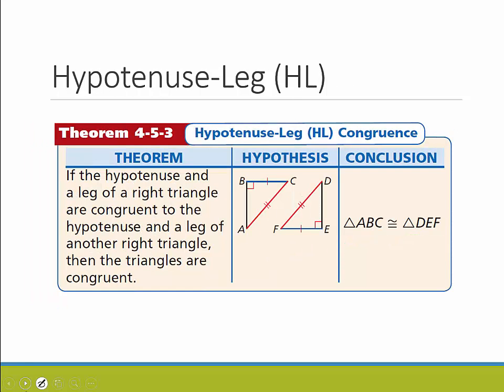And now this next one's kind of a weird one because it only works with right triangles. Hypotenuse-leg. And remember, your legs make the right angle, and your hypotenuse is across from the right angle. So if the hypotenuse and leg of a right triangle are congruent to the hypotenuse and leg of another right triangle, then the whole triangle has to be congruent. So we need a leg and a hypotenuse in order to do this, because we technically have an angle already here. But remember, this only works for right triangles.